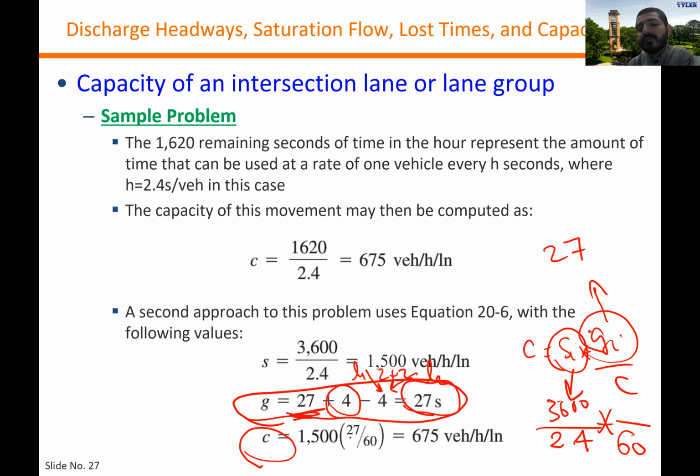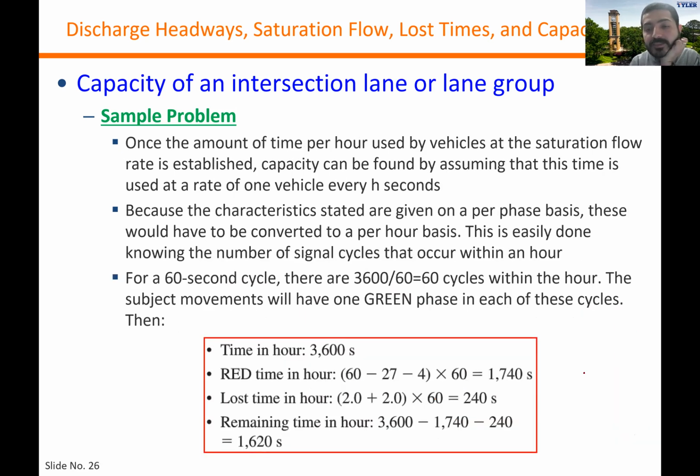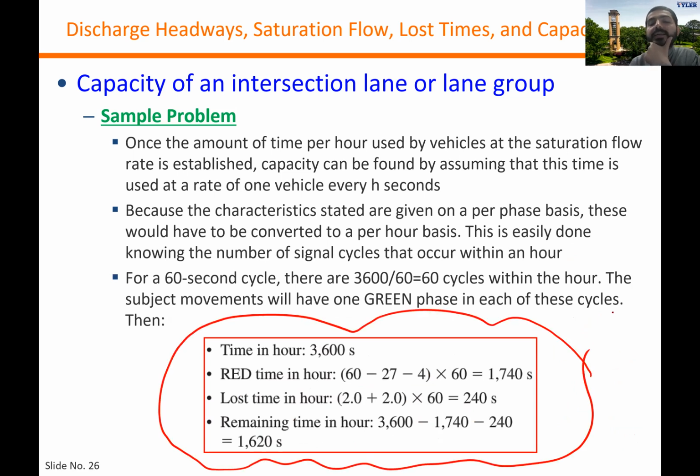So 27 over 60 times 1500 is what's going to get us to 675 vehicles per hour per lane. Or you can do what I did here, which is another way of doing it. If you don't want to follow the equation, you can say the following.